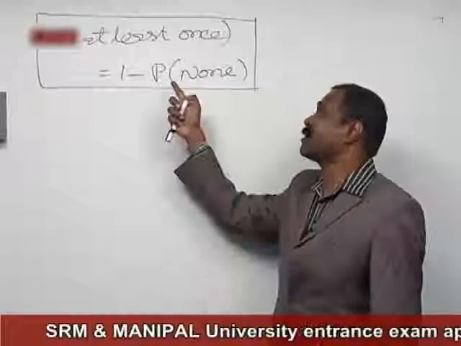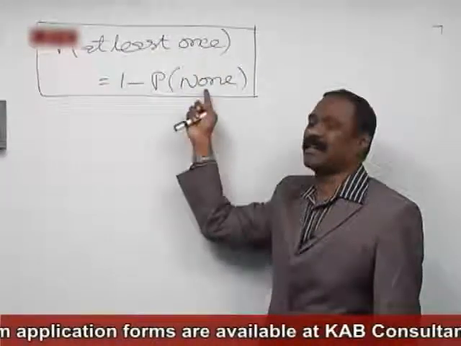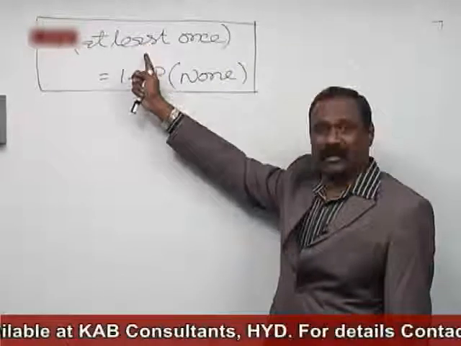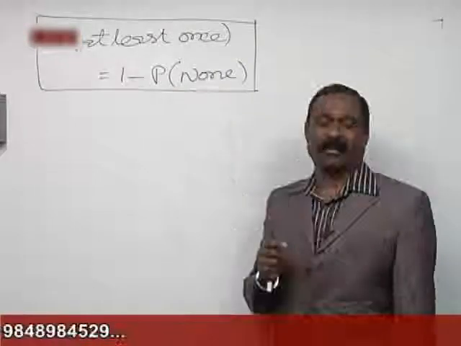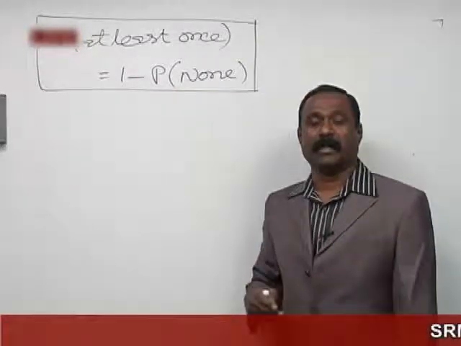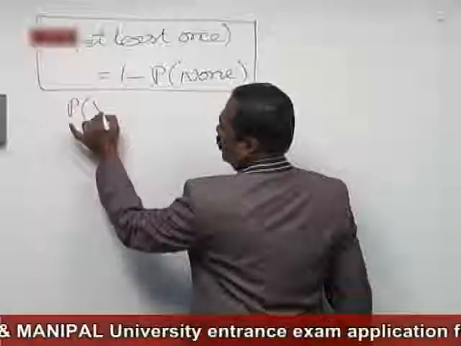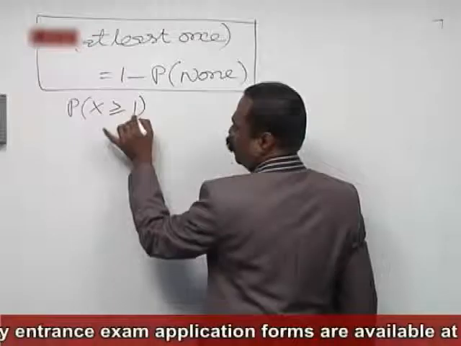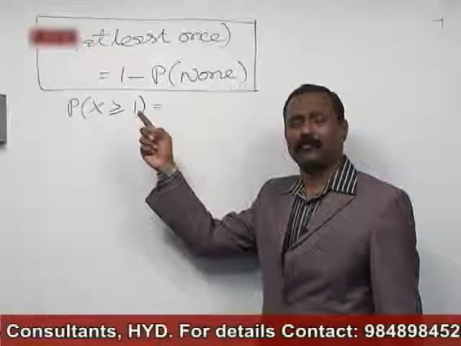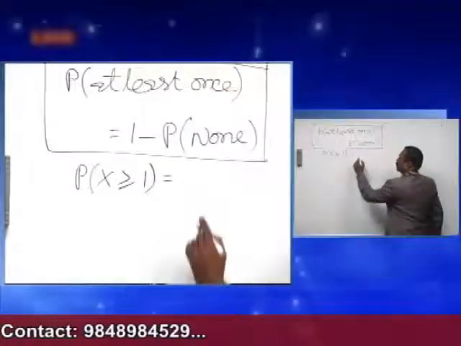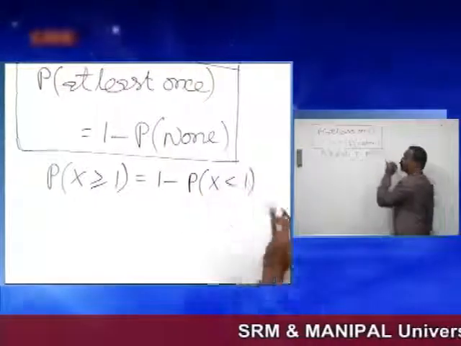Then if I subtract, I'm finding the negation, the non-occurrence. We need at least one occurrence. At least one occurrence is equal to 1 minus the probability that none of them occur. You can show this as P of x is greater than or equal to 1. Greater than or equal to 1 means either 1 or 2 or 3 or 4, as many times as it occurs. It's nothing but 1 minus probability of x less than 1.